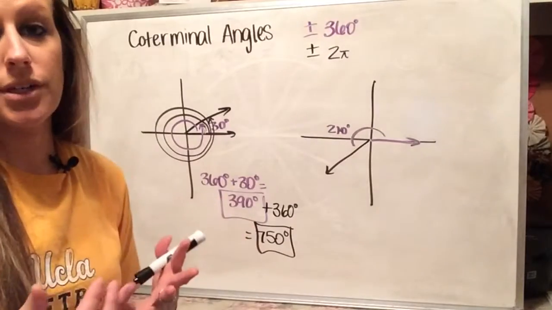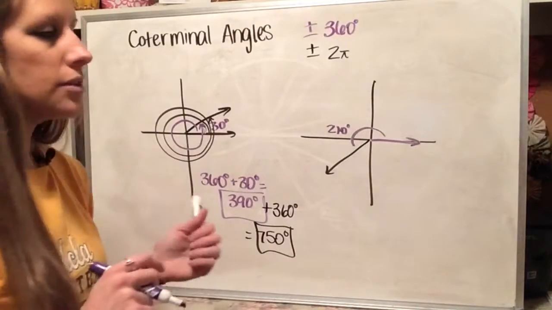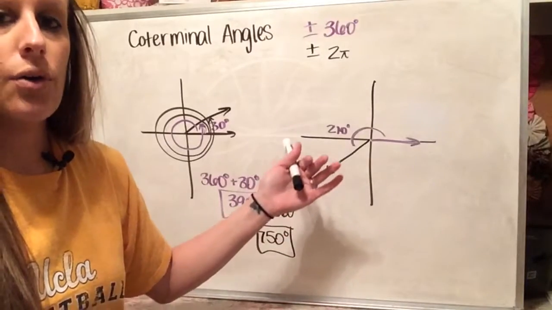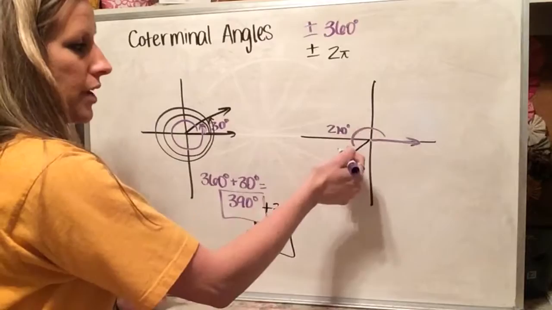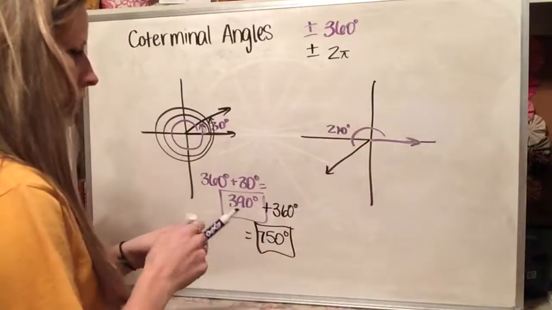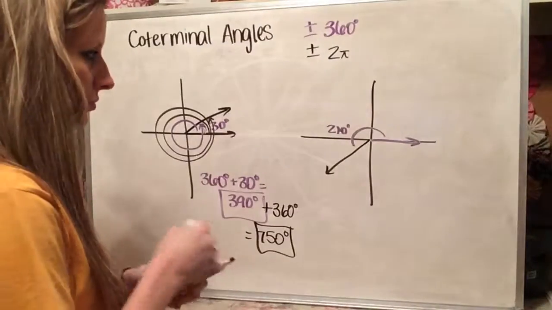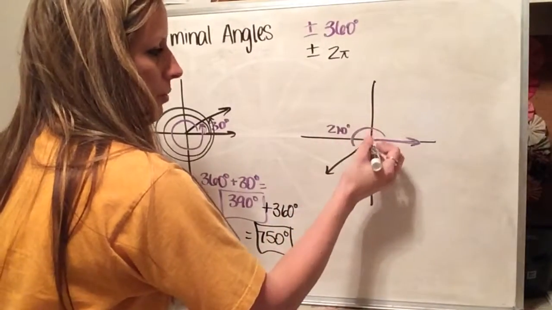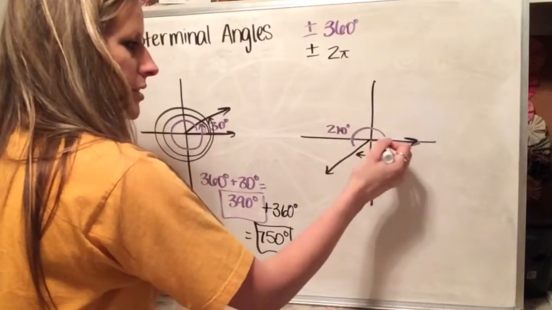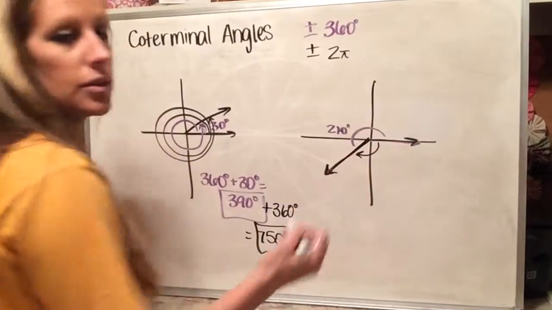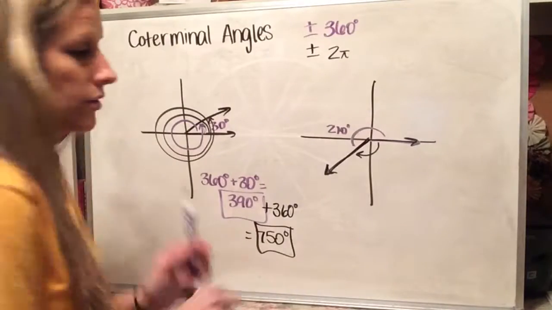Okay, let's just say it's 210 degrees. A coterminal angle could also be if you go clockwise. So a positive angle is counterclockwise, right? A coterminal angle could be if you go the opposite direction. So I'm still starting out with my initial side here, but I'm going this way. And I'm still getting that terminal side, right? That could be a coterminal angle.